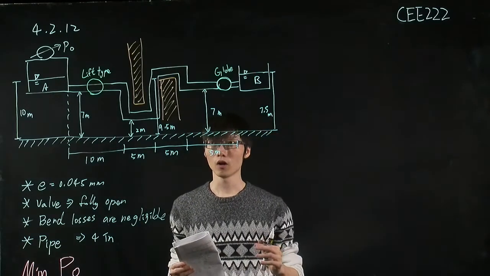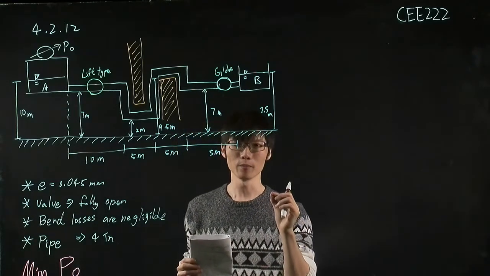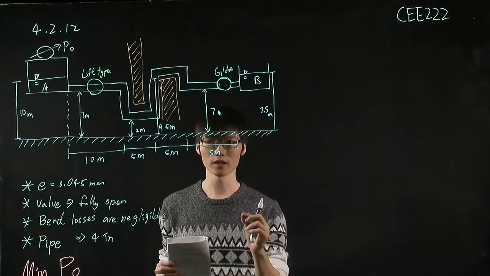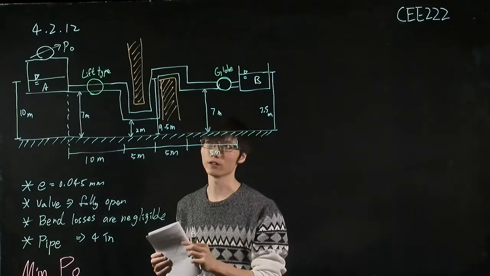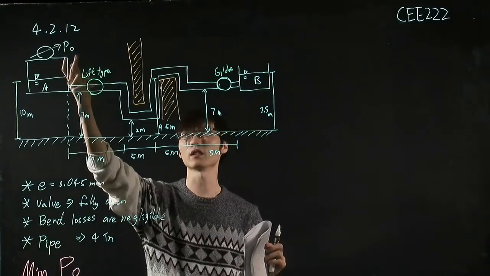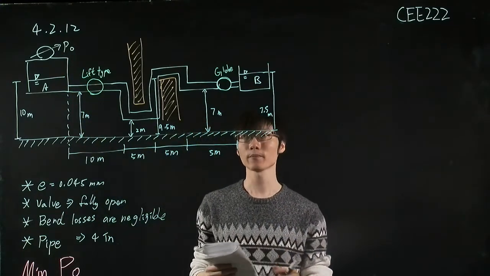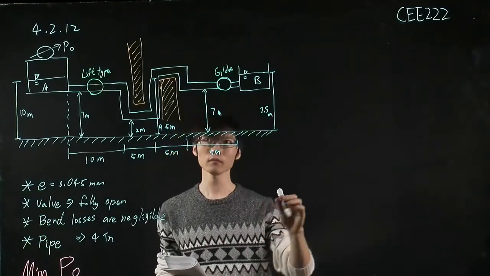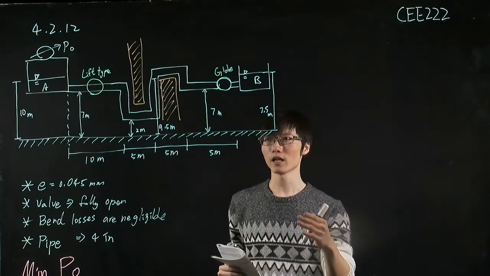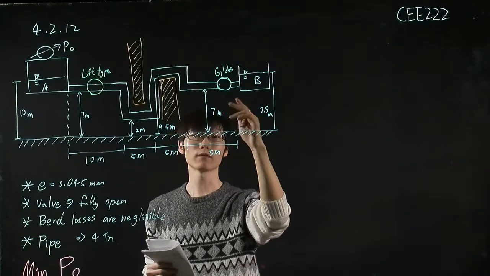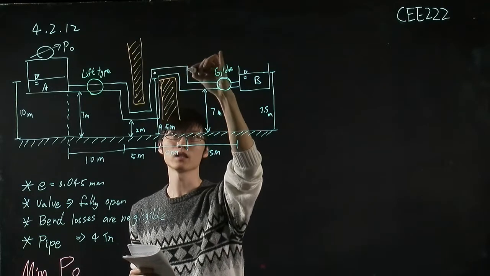So we need to first guess at which point we will have the lowest pressure. If we know that, then we can calculate to ensure that point has a positive value, and then we can solve for the minimum P naught to ensure that point has positive pressure, right? Usually the highest point has the lowest pressure. And in this pipeline, we have two points that have the same height, which are this point and this point.